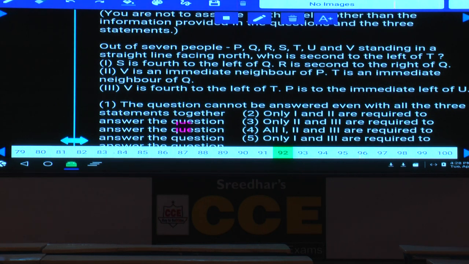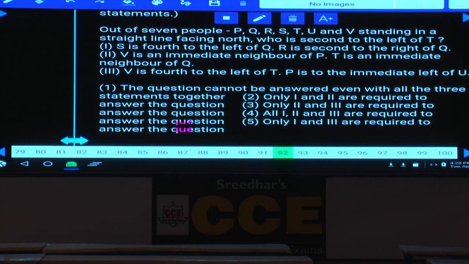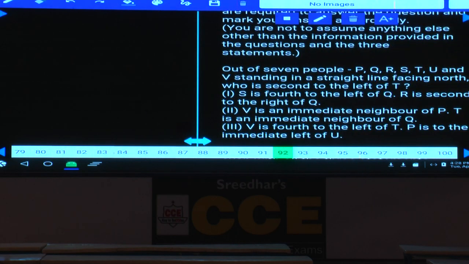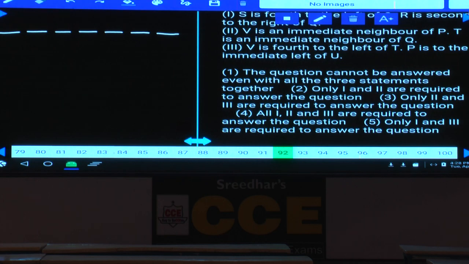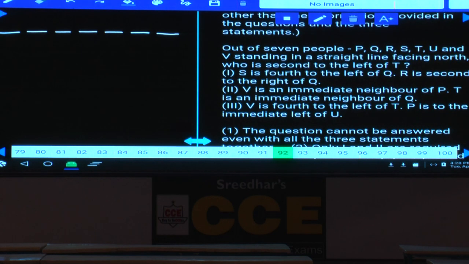Then again, now going through the choices here, first choice is for all the three statements, second one 1 and 2, third one 2 and 3, and fifth one 1 and 3, isn't it? Then, now in this one, 1, 2, 3, 4, 5, 6, 7. Then, choice 1 cannot be answered even by combining all. And choice 2, only 1 and 2. Now, in this only 1 and 2, now tell me what about condition number 1 here? S is 4 to the left of Q, 1, 2, 3. S is 4 to the left of Q can be represented like this.